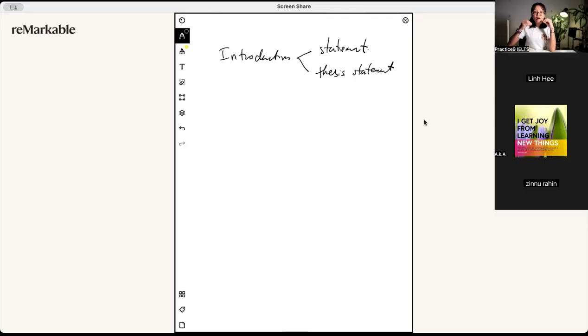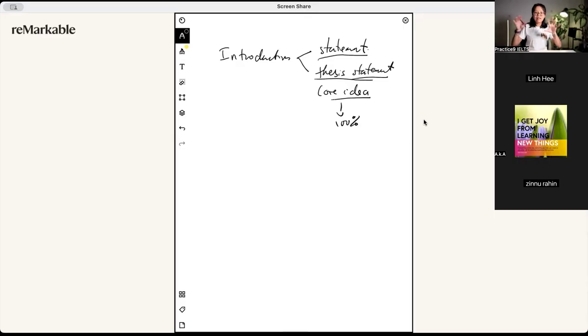Because I do not want to use the word statement and statement again, kind of confusing, right? So I don't want to call it the thesis statement. I call it the core idea of the essay. And in this case, according to my opinion, the core idea of this essay is that I 100% agree with the statement. This is my core idea. What is your core idea? Let me know in the chat, okay?